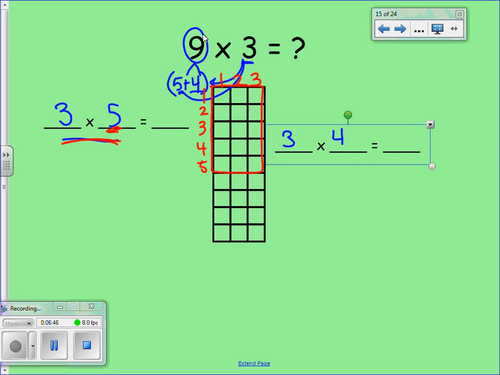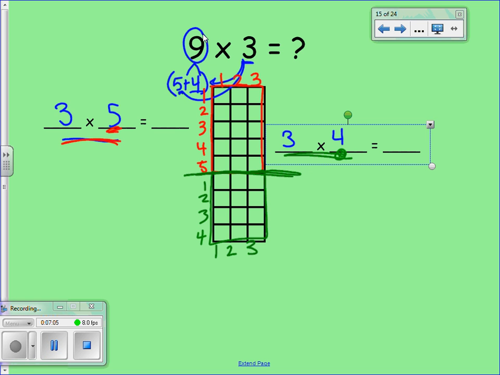Okay? The next thing you'll need to do is go to your next array, or your next multiplication fact, which is 3 times 4. You have 1, 2, 3 columns, and now I need to count 4. 1, 2, 3, 4, and you can block that off. So this time our array is cut this way.